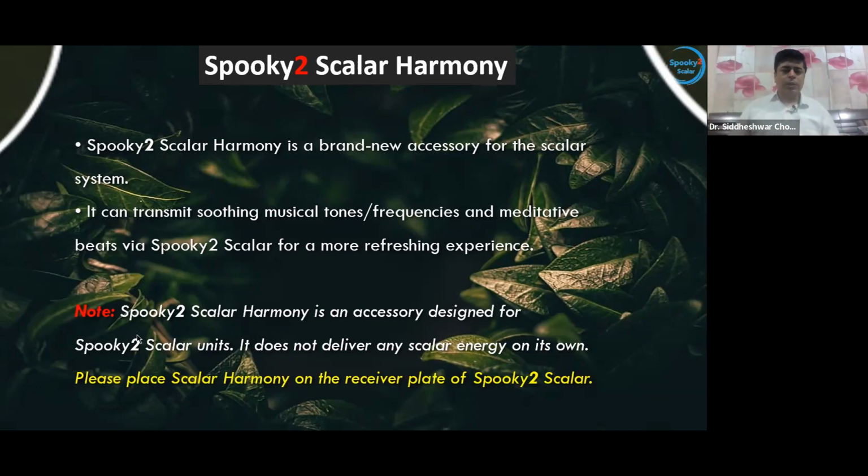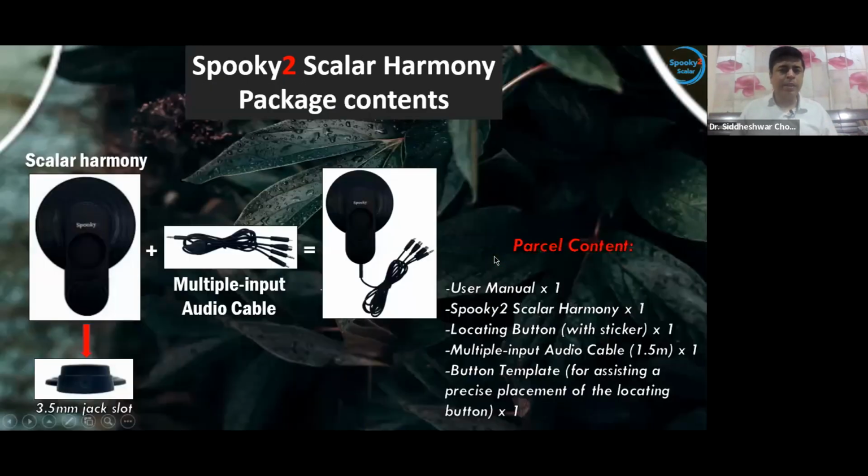Okay. So Spooky2 Scalar Harmony is an accessory designed for Spooky2 scalar units. It does not deliver any scalar energy on its own. Please place Scalar Harmony on the receiver plate of Spooky2 Scalar. So we'll see what it looks like. The contents of the Spooky2 Scalar Harmony are this. This is the device. This is a very lightweight coil. And you see there is a hole here. This is a hollow area where you can put your molecules, right? Remember I said on the receiver you can put any molecules.